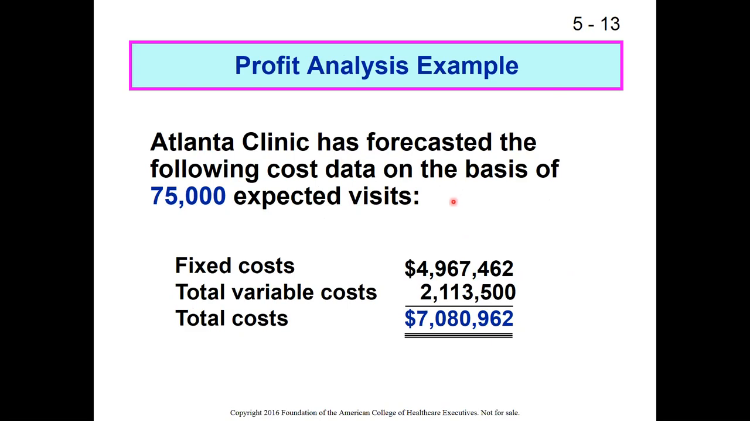Here's an example. Atlanta Clinic has forecasted this data based on 75,000 visits. So they expect to have 4.9 million in fixed costs, variable costs of 2.1 million, for a total cost of a little over 7 million. So what is the variable cost rate? How would you get the variable cost rate? Well, you take the variable costs and you spread them over the 75,000 to get an estimate.